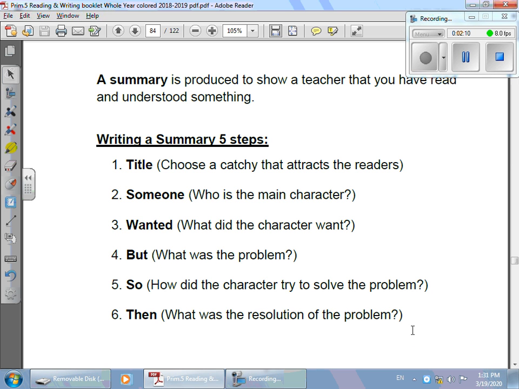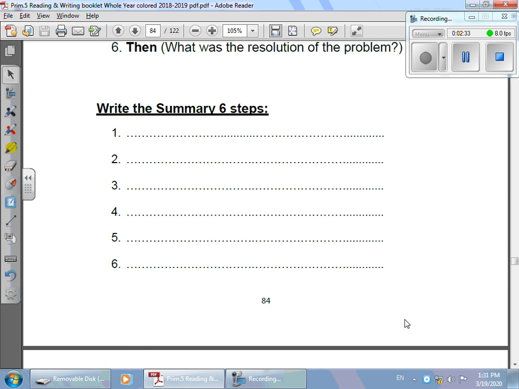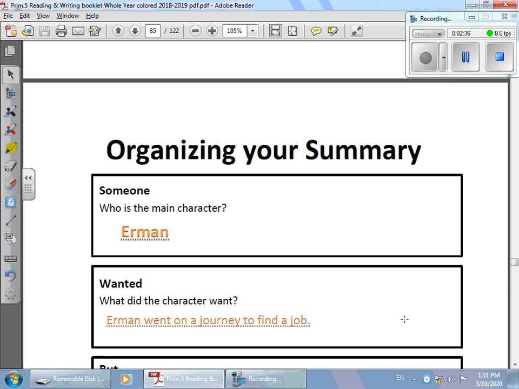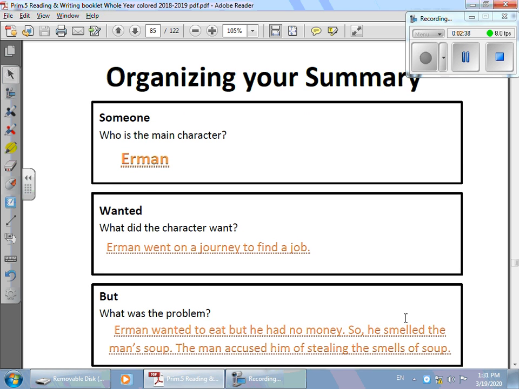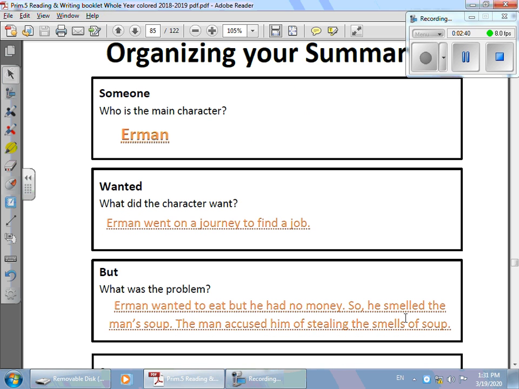Okay. So again, let's revise the 5 steps. A catchy title, mention and speak about the main character, mention what did he or she want, what was the problem, how did they try to solve the problem, and what was the solution or resolution. Now let's go step by step and apply the summary on the story in your student's book, page 134.